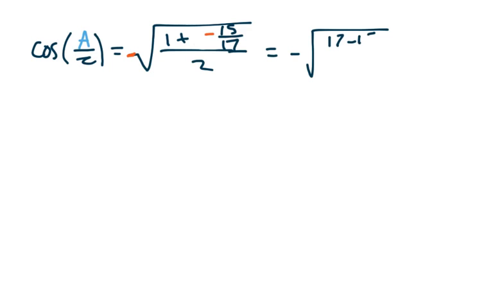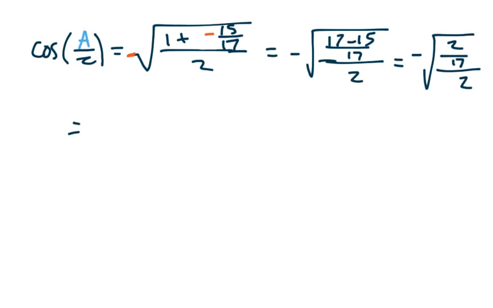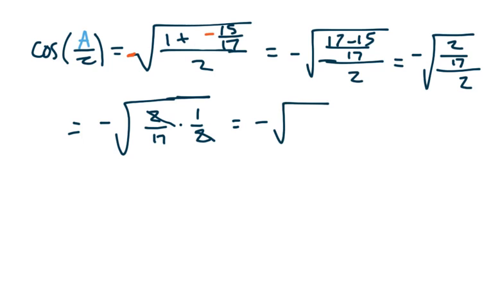17 minus 15 all over 17 over 2. We skipped some of the steps this time because we've done them so many times before. This is 2 over 17 all divided by 2. In this step, simplifying the compound fraction means taking the numerator and instead of dividing by the denominator, we're going to multiply by its reciprocal. And again, instead of multiplying top times top over bottom times bottom, you look for common factors between the top and the bottom.